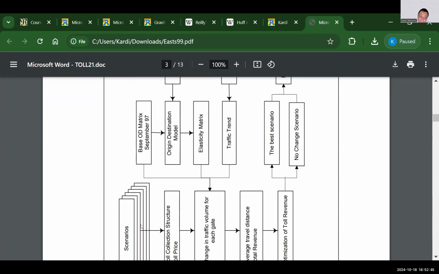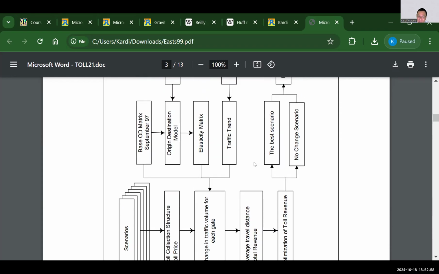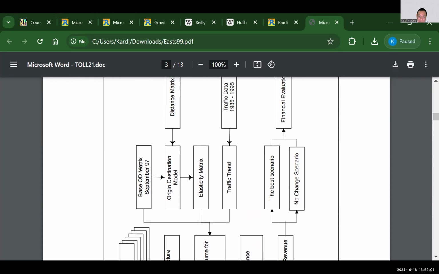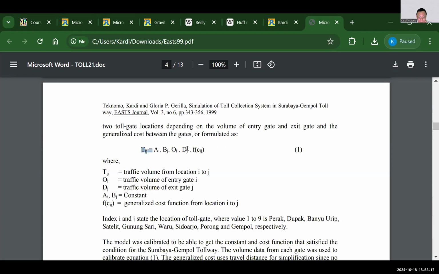So I have a scenario and I collected the toll price currently, and then we change the traffic volume and calculate the distance and revenue and do some optimization, based on, again, the gravity model and elasticity, and then compute the cost also. There are some distance matrices that they provide from the tollway authority. So here is the formula you are familiar with. Exactly the same. The difference is the meaning.